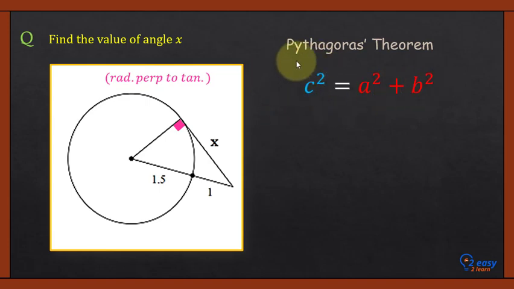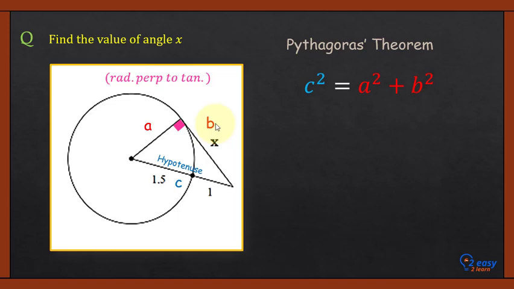What is c? C is the largest side of the right angle triangle, which is called the hypotenuse. And this is the hypotenuse. It is represented by c. And the value of c is 1.5 plus 1, it is equal to 2.5. This is a and it is radius. Its value is also 1.5 because the value of radius is always the same. Now we have to calculate this x and we can represent it by b.